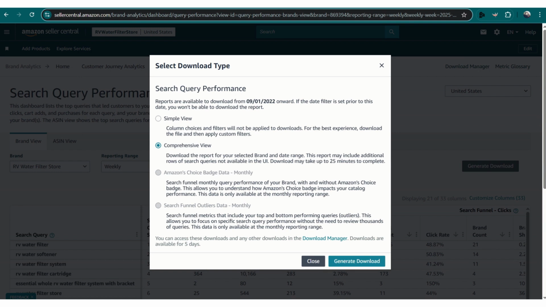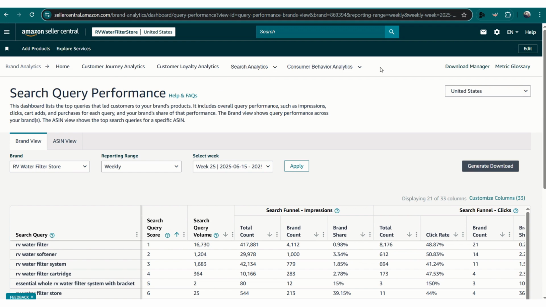A more advanced method of leveraging SQP data involves monitoring keyword consistency over time. By downloading weekly or monthly SQP reports and tracking the recurrence of top keywords, sellers can identify consistently high-performing or highly relevant search terms. Keywords that appear across all reporting periods indicate strong relevance and can be prioritized in targeting strategies.